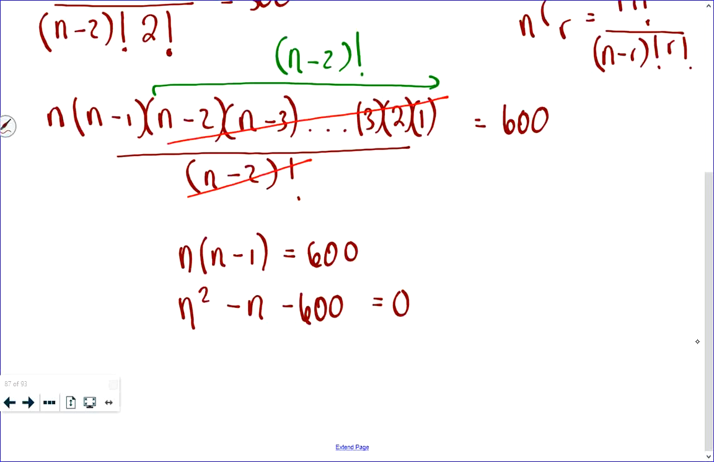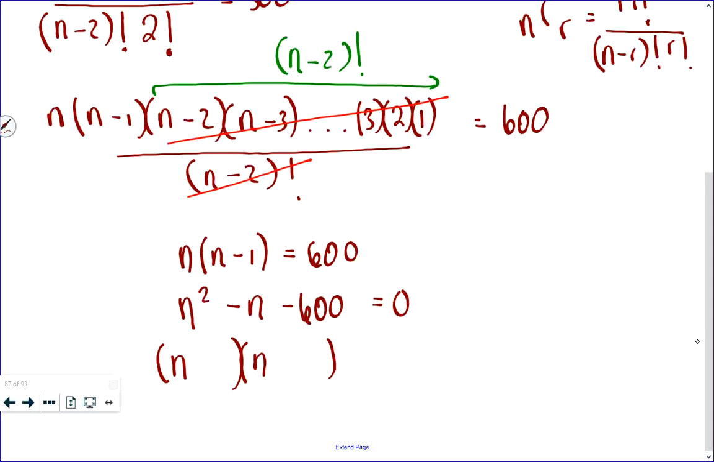Now, I'm just going to give you a tip here. This has to be factorable because n has to be a number. We don't have part of a person, whatever that would mean. I mean, a person is a person. So we know that this is going to factor, and listen very carefully to this because I think this will be helpful. The two numbers have to multiply to give 600, but they have to add to give negative 1.